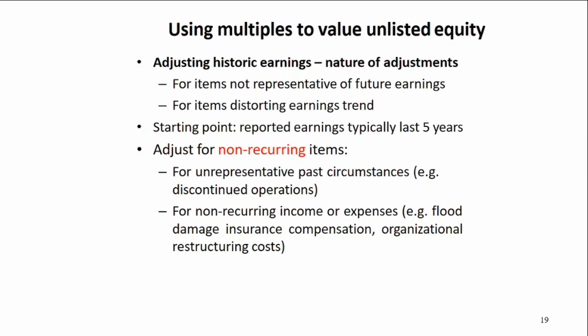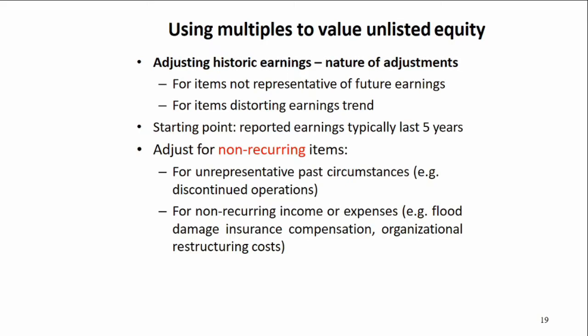Here we could have once-off items like a tax penalty. We are also going to adjust for items that are distorting the earnings trend. So remember, our starting point is going to be our reported historic earnings, usually for the last 5 years. And then we are going to adjust for non-recurring items. So what is a non-recurring item? This is something that happened in the past that is not expected to happen in the future.